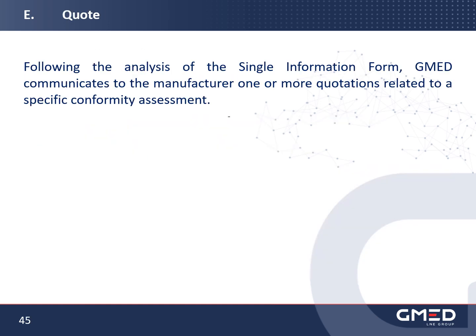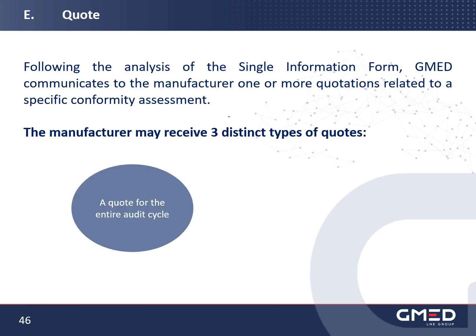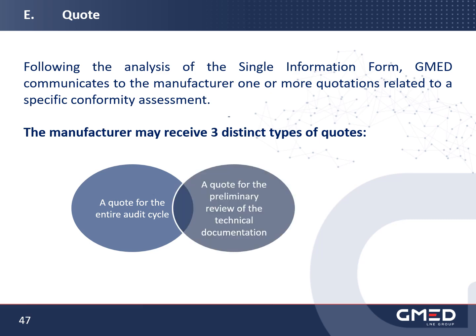After this presentation of the new regulatory provisions, some information regarding the quotes issued under Regulation EU 2017/745. As previously stated, GMED provides the manufacturer with 1 or more quotes related to the specific conformity assessment at the conclusion of the CIF analysis. The manufacturer may receive 3 distinct types of quotes. Firstly, a quote for the certification cycle audits, including the review of the QMS portion of the application. A quote for the preliminary review of the technical documentation.